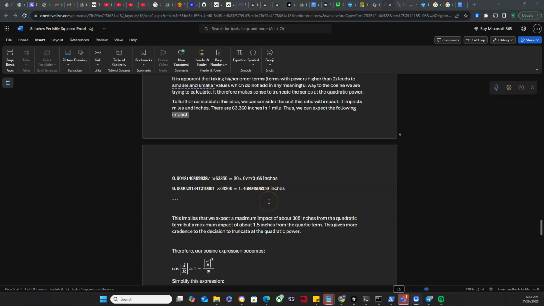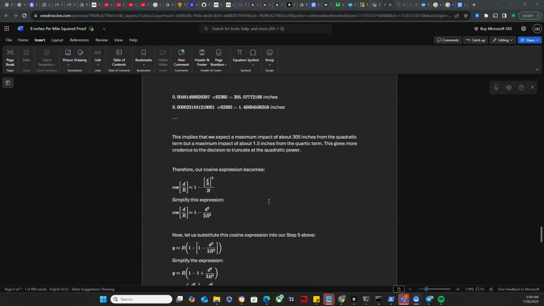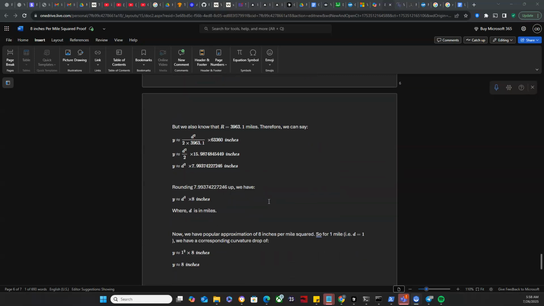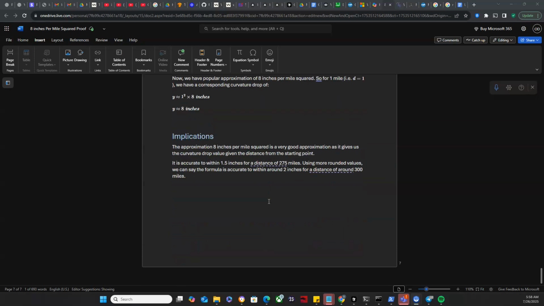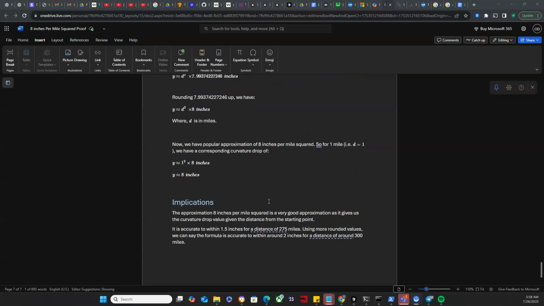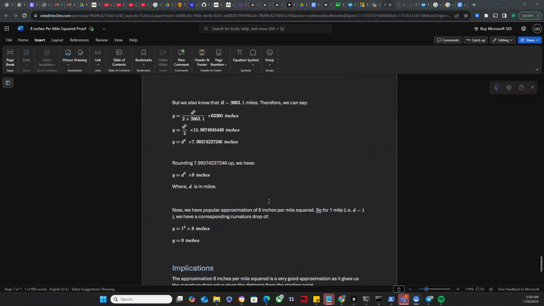Okay. So with that said, that is the simple proof for the 8 inches per mile squared. I hope I didn't go too fast, and it makes a lot of sense. If you feel I didn't make sense at any point, please let me know.